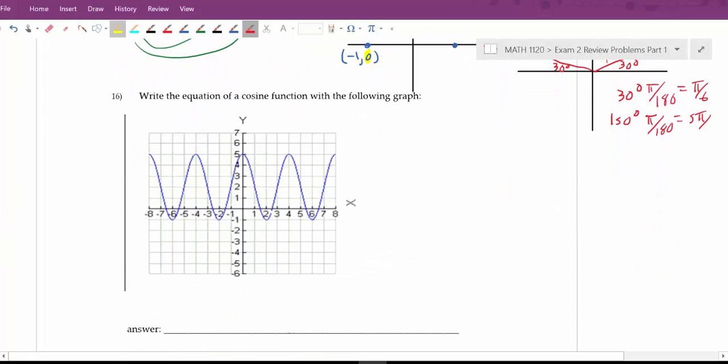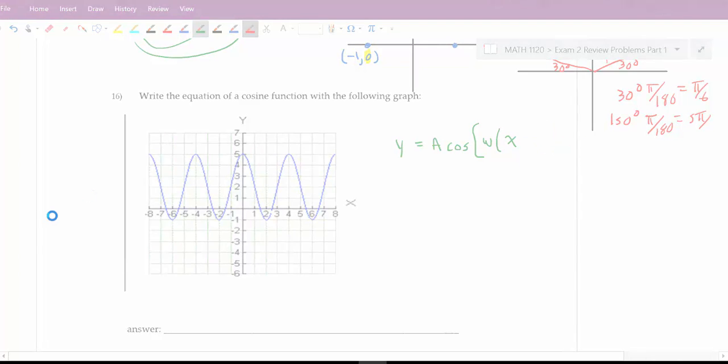Now on this one, it says write the equation of a cosine function with the following graph. This is something you did a little bit on the pendulum problem, the swinging ball problem that we did. First of all, the general formula is y equals a cosine of omega x minus phi for the phase shift, and then some other number for the up-down translation. So we've got to figure those things out.